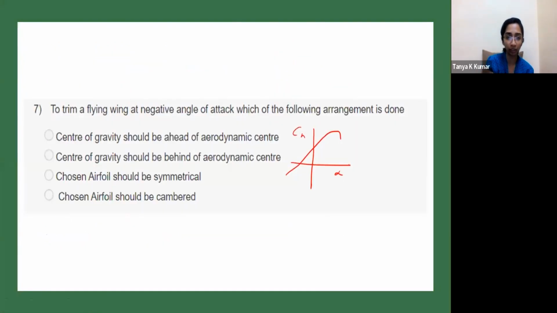Now, last lecture, we had discussed this question: to trim a flying wing at negative angle of attack, which of the following arrangements is done? While explaining, I had made a mistake in this graph. This was the graph that I drew. This is wrong. The CM versus alpha graph does not have a positive slope. It has a negative slope. CM alpha should be negative for a stable aircraft, right?